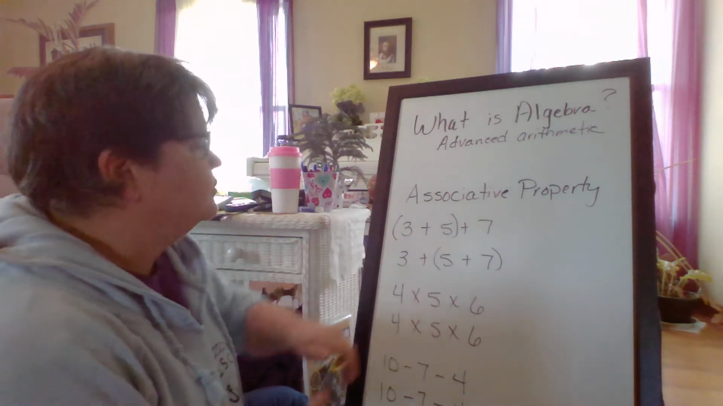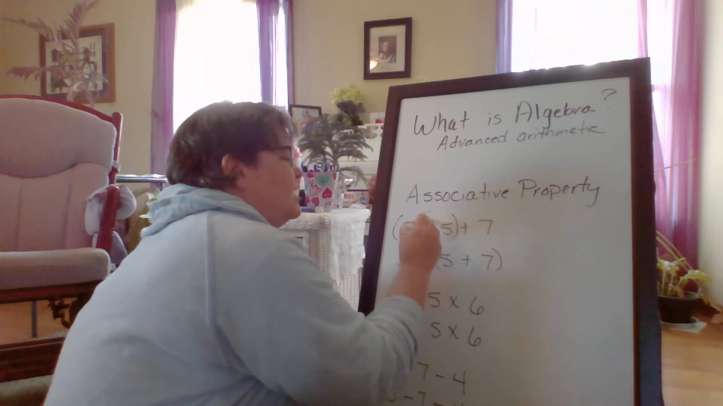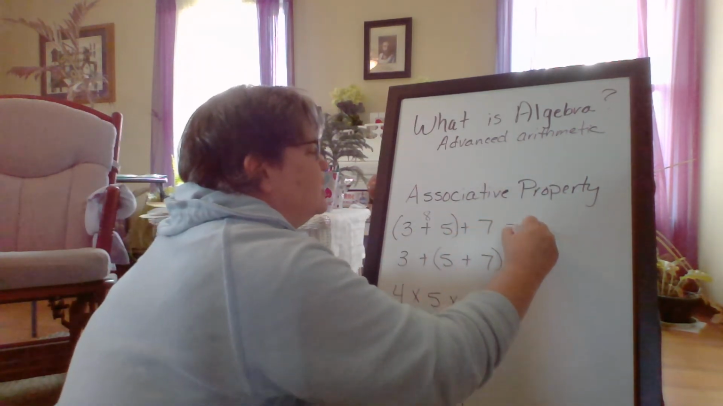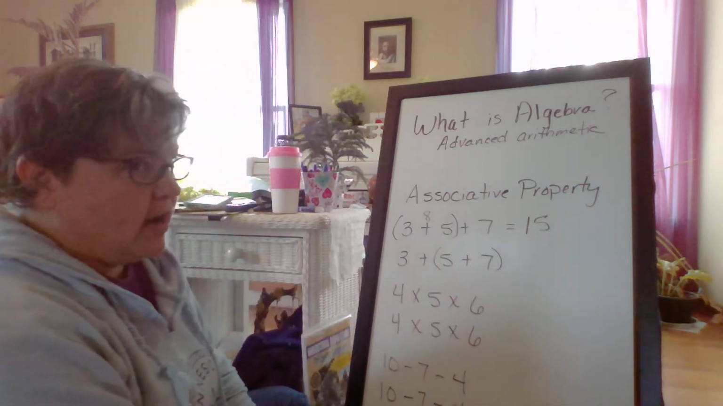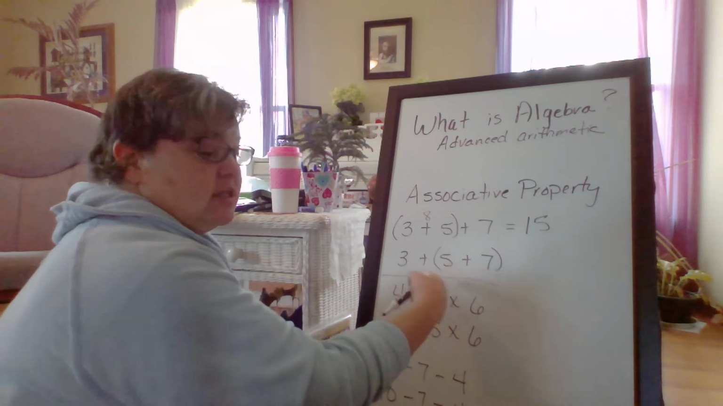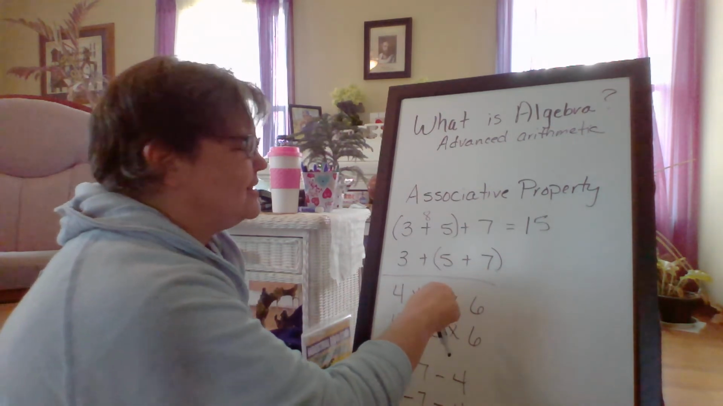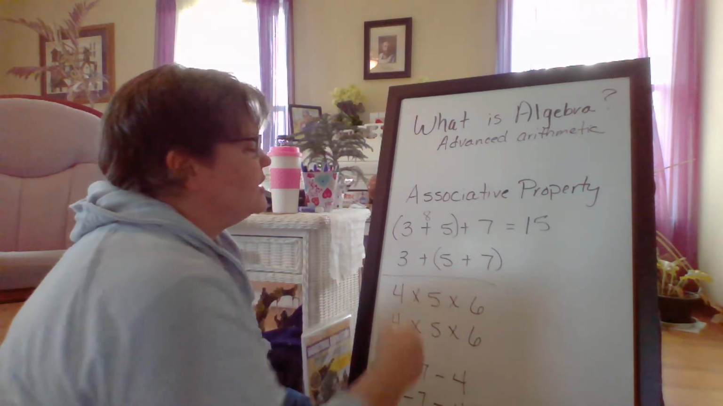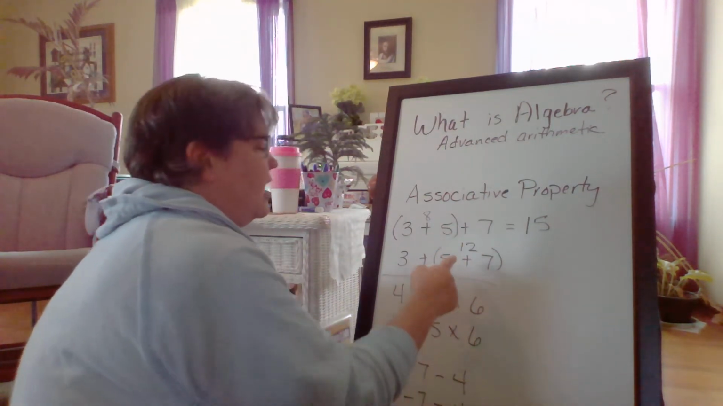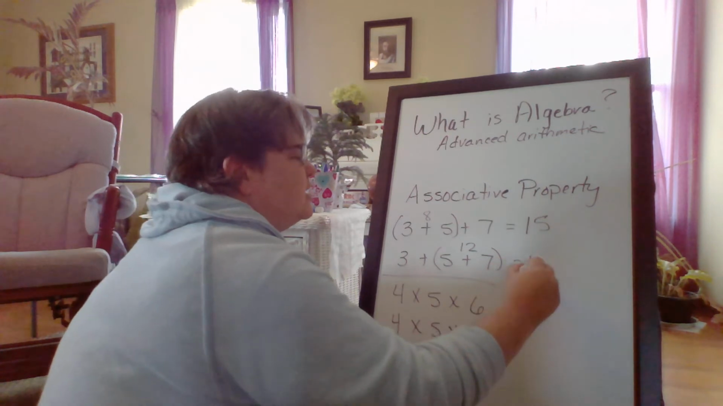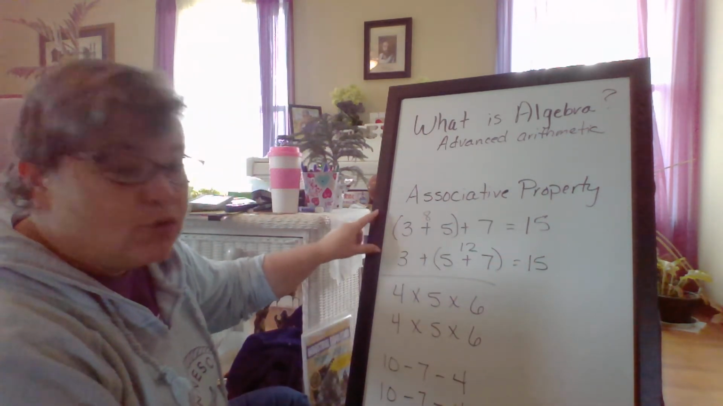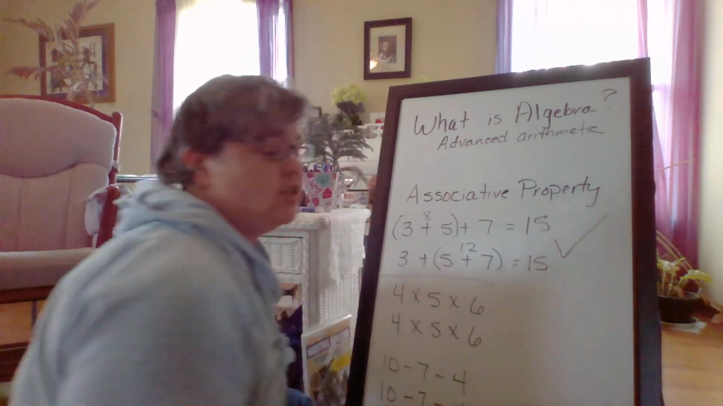So here, 5 plus 3 is 8, right? And 8 plus 7 is 15. All right? But in the second problem, because I have parentheses first, and we're going to talk about order of operations in our next lesson, 7 plus 5, right? 7 plus 5 is 12. And 12 plus 3 is 15. So addition is associative. Yes, addition is.